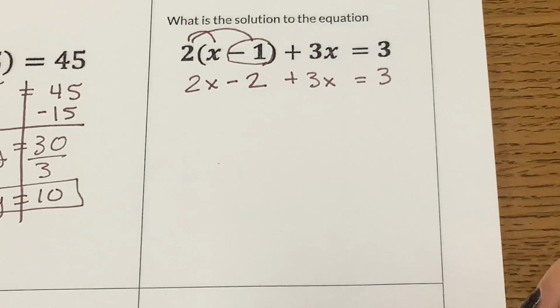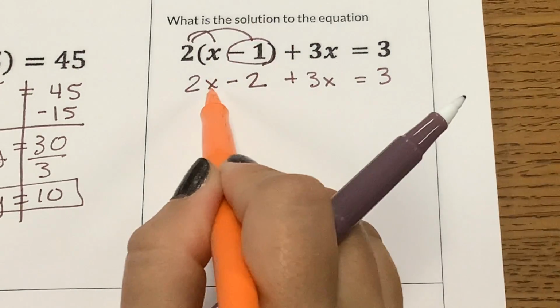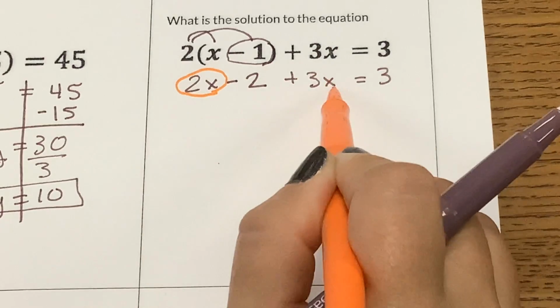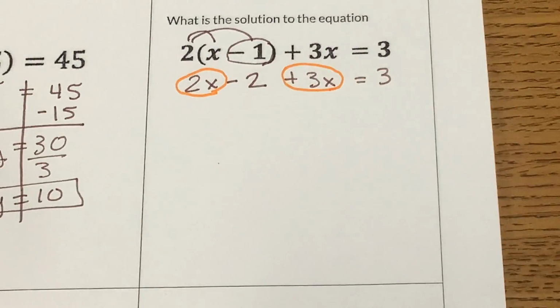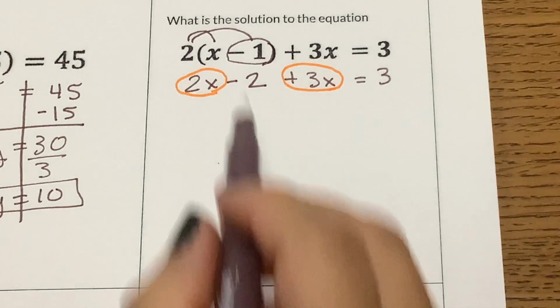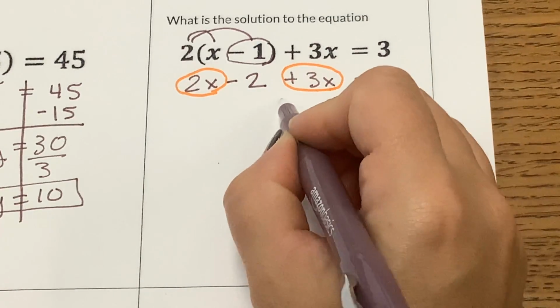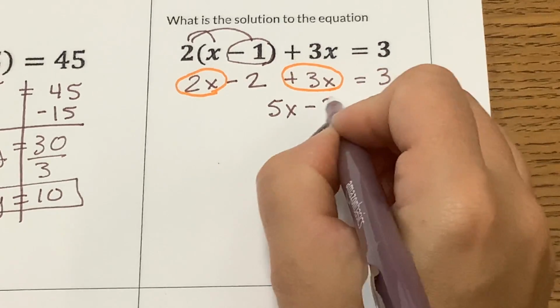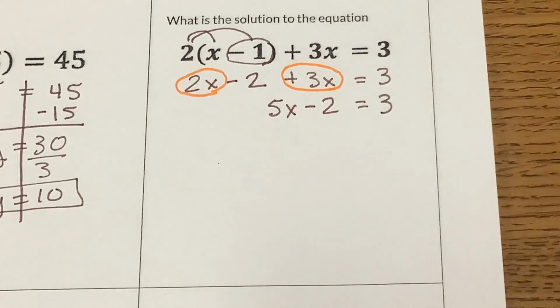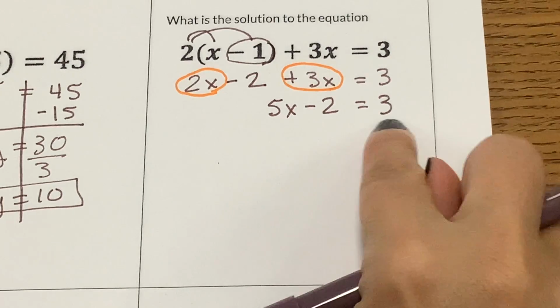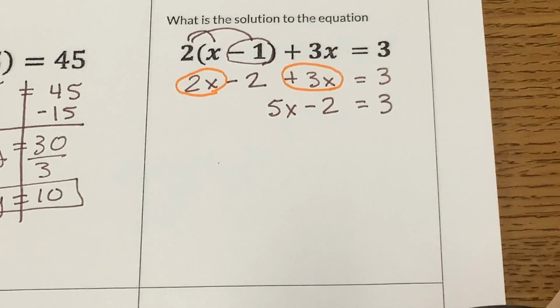Do we need to combine like terms? Yes, we have a 2x and a positive 3x, and combine means to add, right? So what is 2x plus 3x? So now we have 5x, bring down the -2 equals 3. Our next step to check for, do I need to move a variable to one side? There's not a variable on the right-hand side, so no, I don't need to do that step.